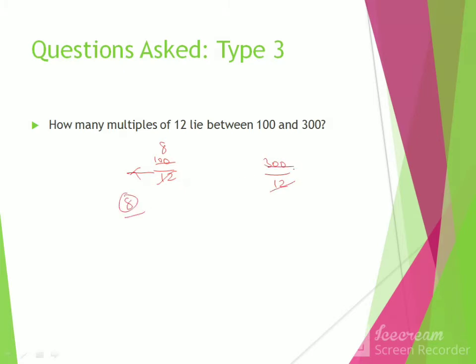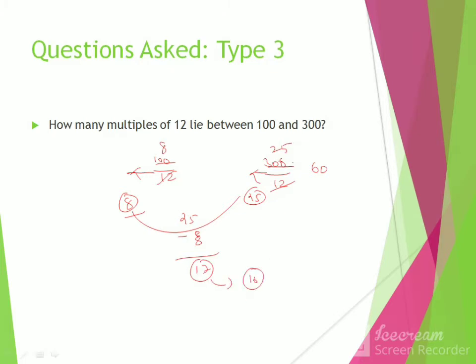Similarly, dividing by 12, 12 twos are 24, 6 is remaining, beside 0, then 12 fives are 60. Means below 300, around 25 numbers are there. But we need only the in-between numbers. That is nothing but 25 minus 8. We will be getting 17. But I will say that the answer is only 16.